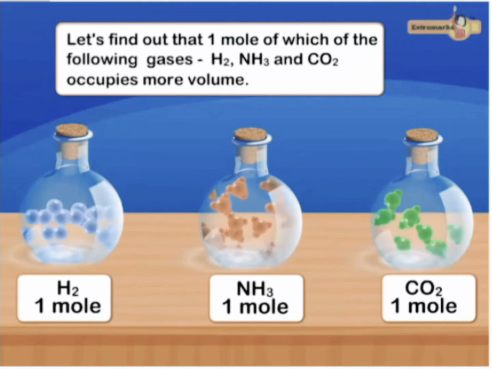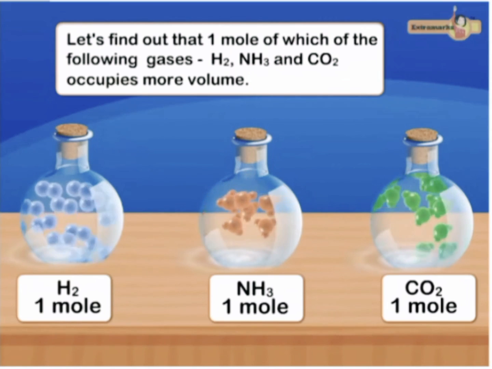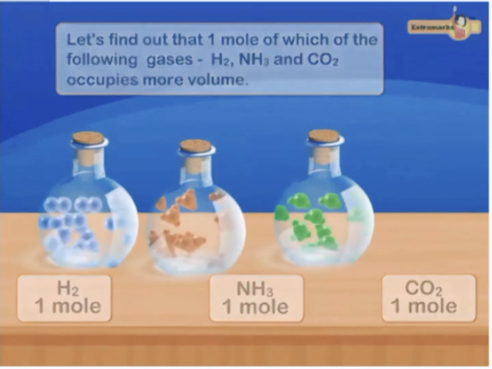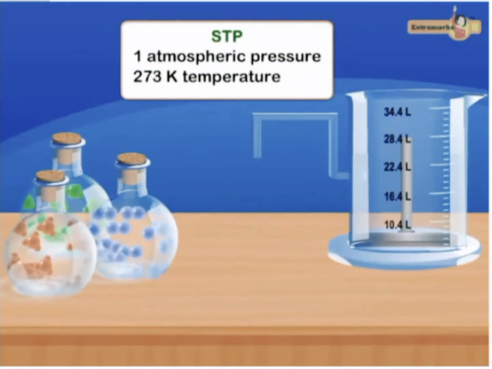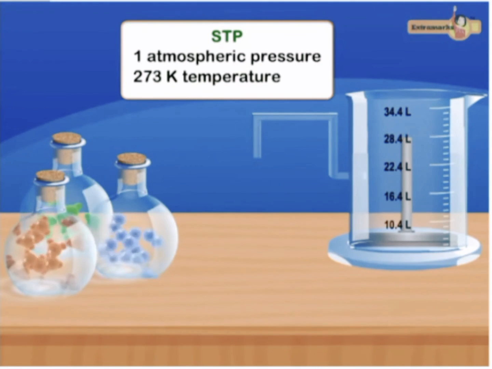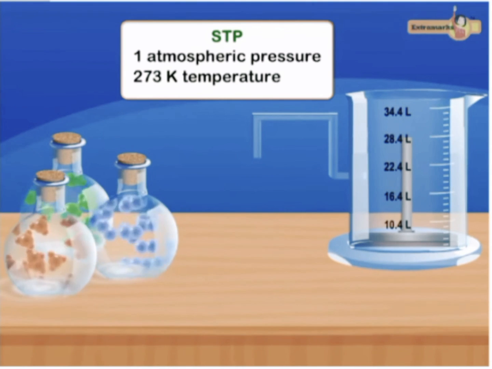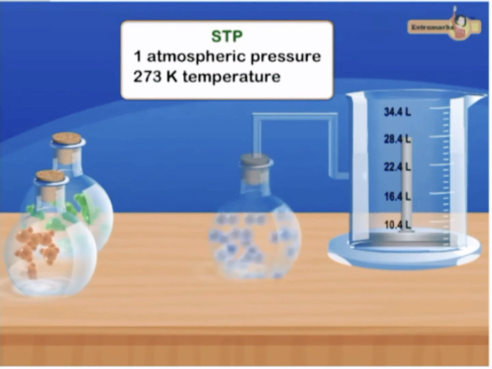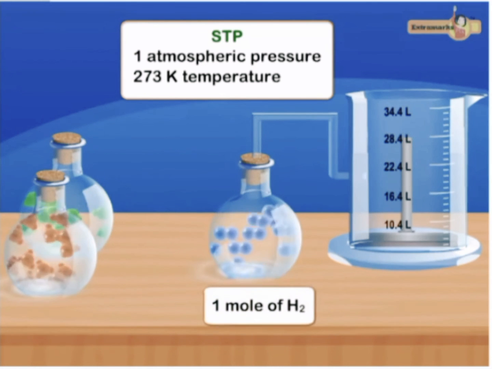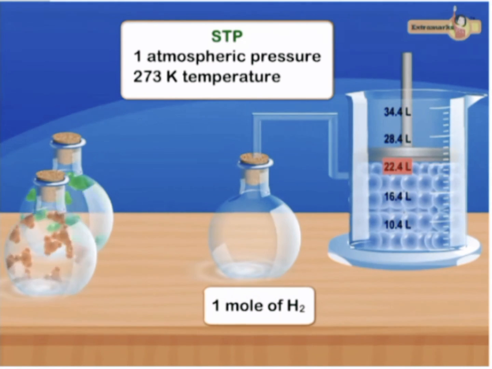Since the volume of a substance changes with temperature and pressure, we measure the volume of all the gases at STP, that is 273 Kelvin and 1 atmospheric pressure. First, we will measure the volume of 1 mole of hydrogen gas. You will observe that it occupies 22.4 liters at STP.